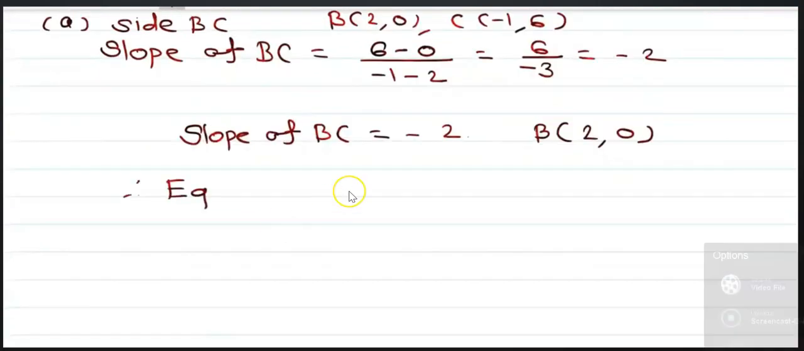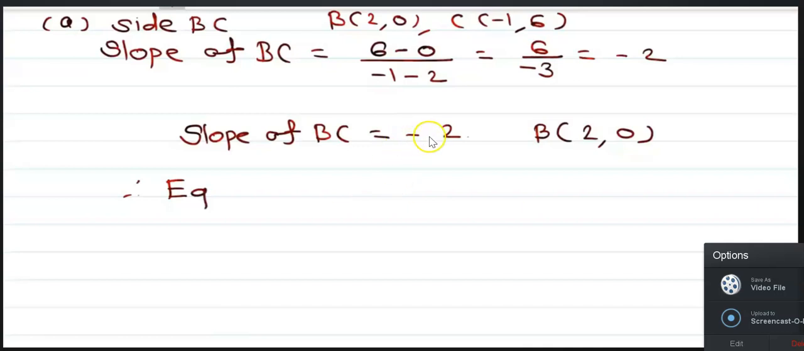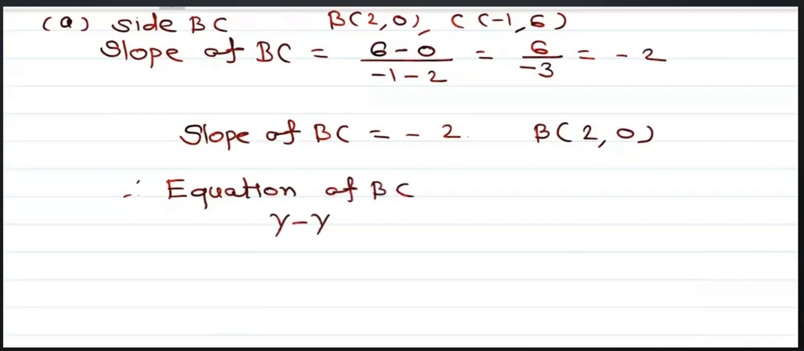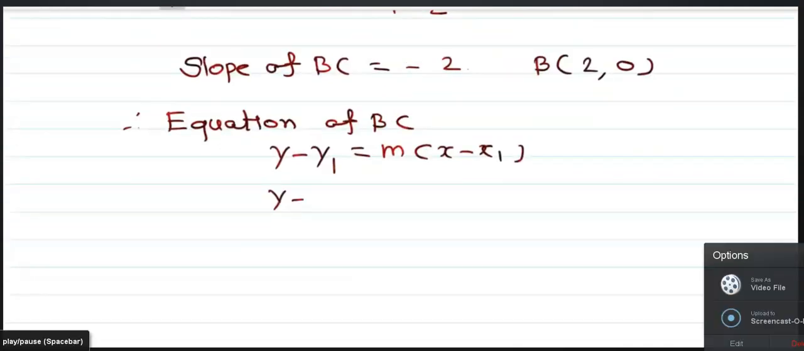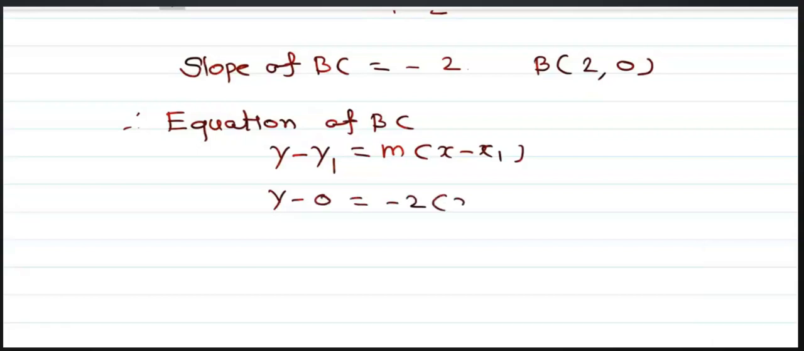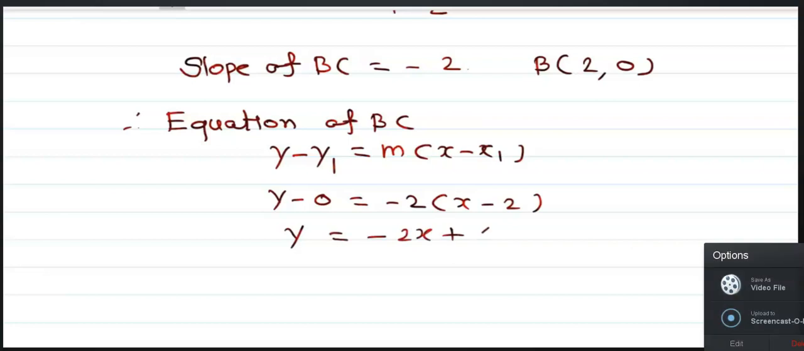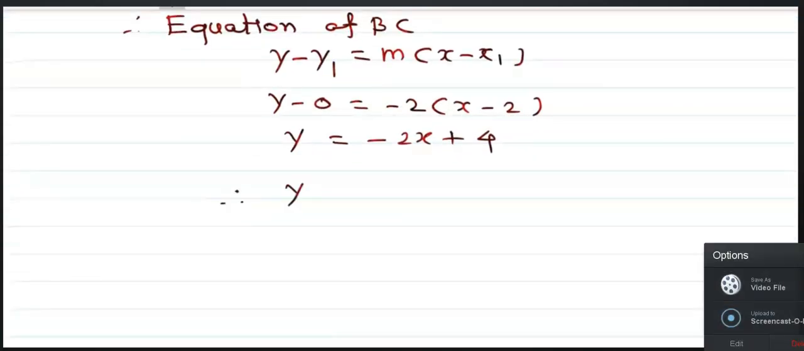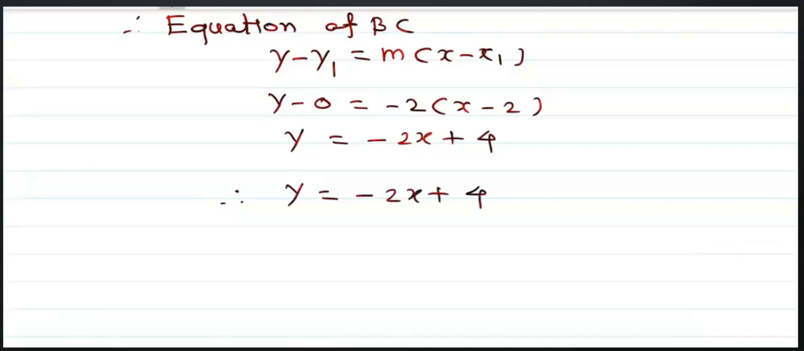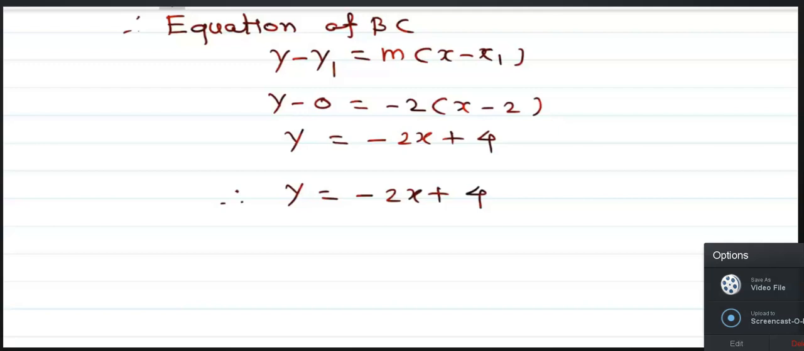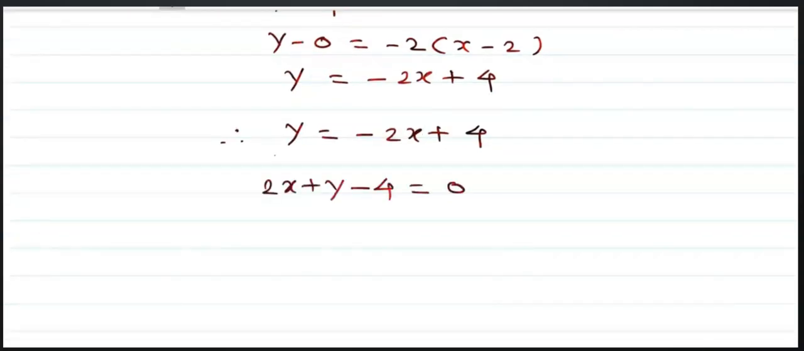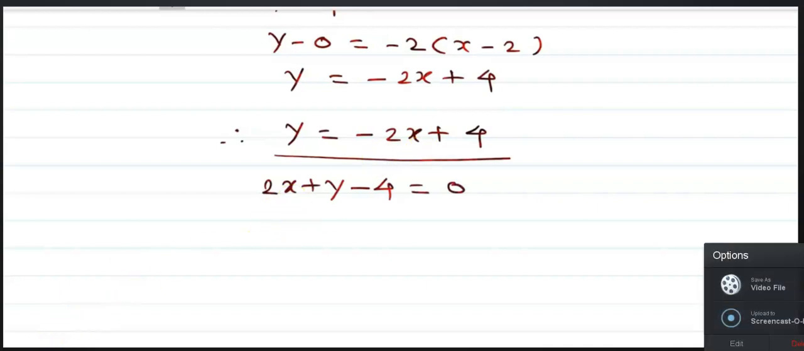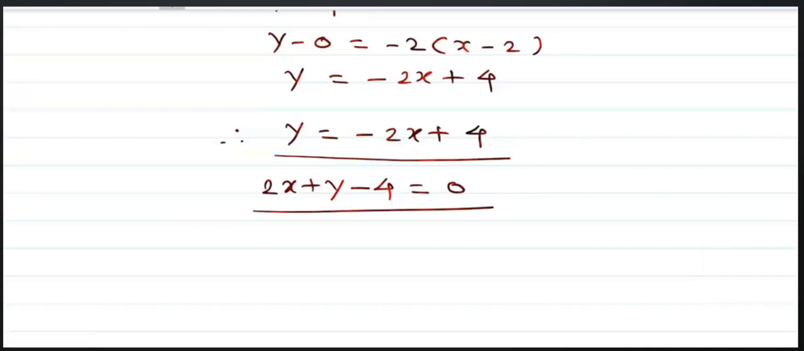Now the equation of BC by using the slope-point form, we are taking the point (2, 0). Therefore, the equation of BC is y minus y1 is equal to m times (x minus x1). That is y minus 0 is equal to minus 2 times (x minus 2). On multiplication, you will get y is equal to minus 2x plus 4. This is the slope form of the equation of BC. Therefore, y is equal to minus 2x plus 4, or 2x plus y minus 4 is equal to 0. This is the equation of BC.